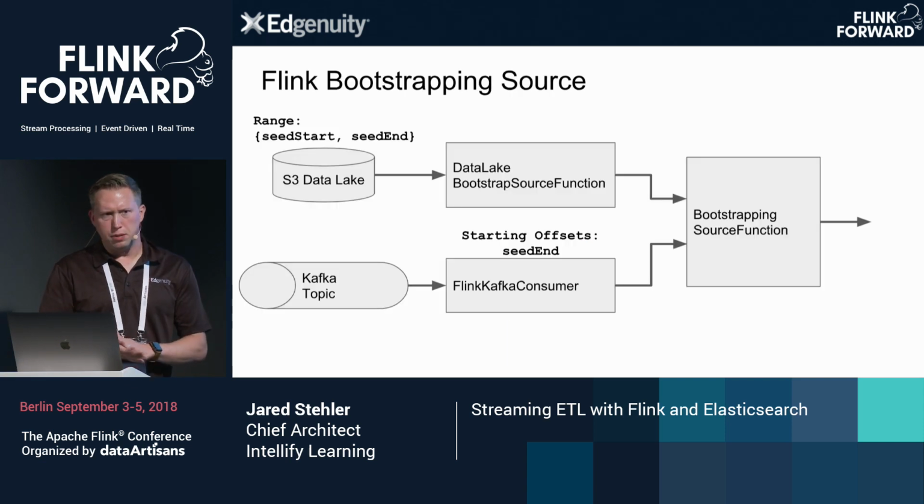We've also created a bootstrapping source that allows us to seed data from our S3 bucket. I'll show this in a future slide. We store data in an S3 bucket ordered by hour-wide partitions by event time, and we're able to stream that through. Then we have a source function that seeks our Kafka consumer to the end based on where it found your range ends, and it switches over from the one to the other.